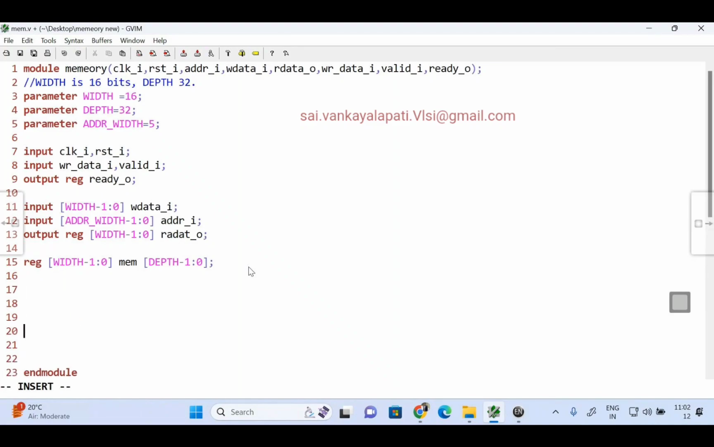Now what I want to do here? How to model the memory? How to write the design file for modeling the memory? So I go with always at positive edge of the clock. Then what I need to do? Begin.